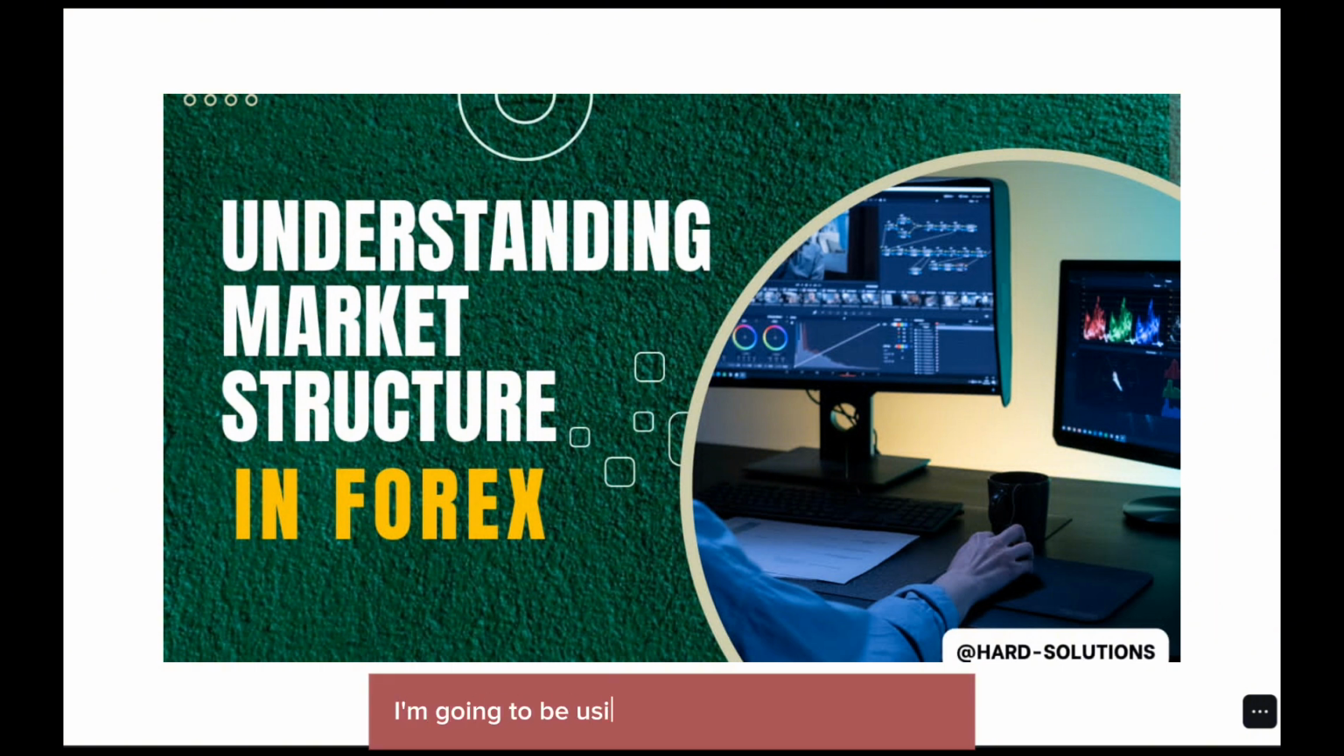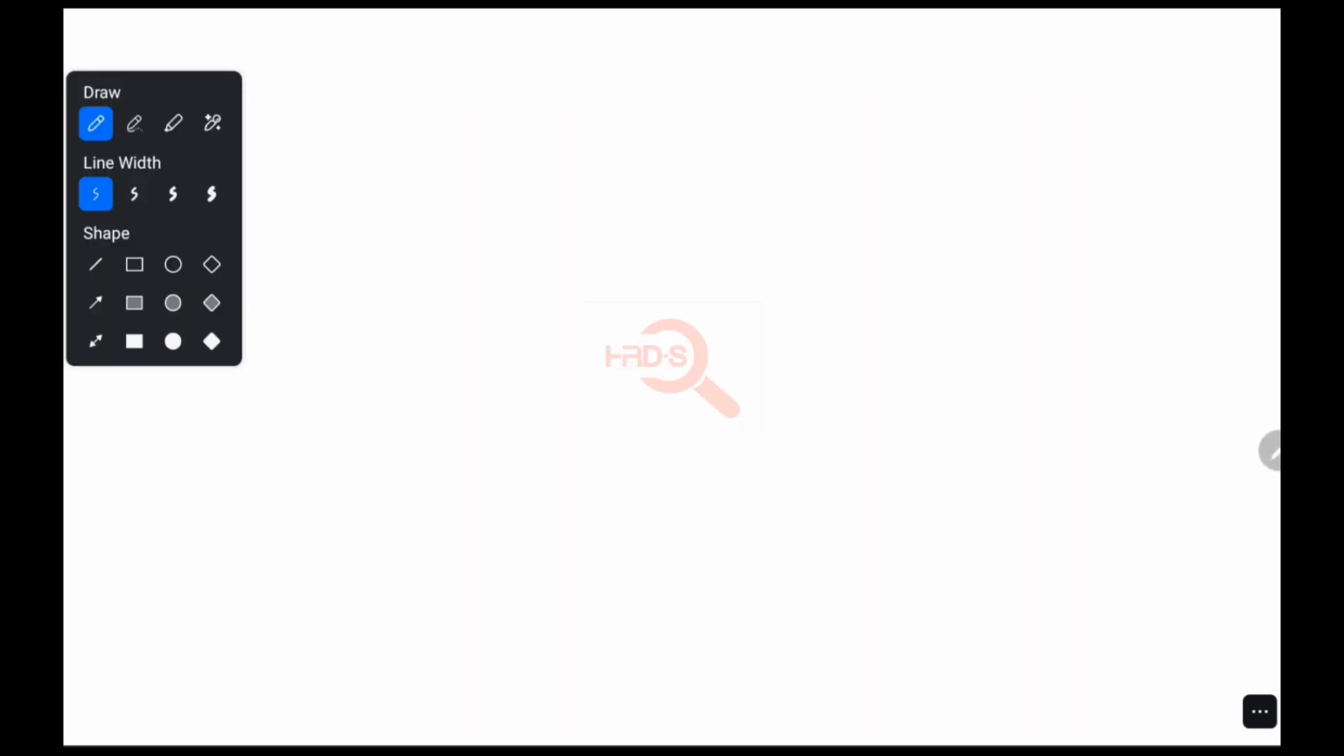I'm going to be using a diagram to demonstrate market structure for you, all right? Being the classification of market structure. The classification of market structure.